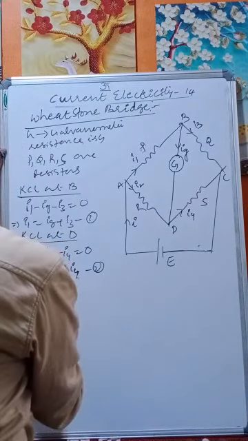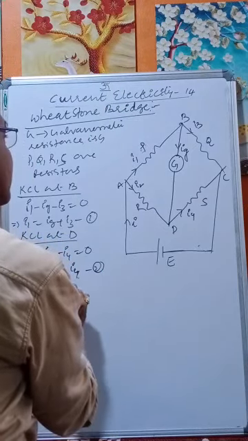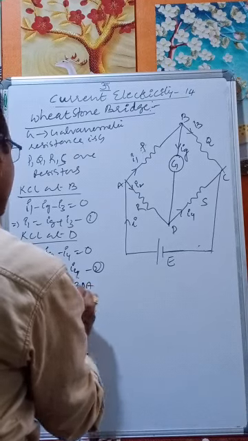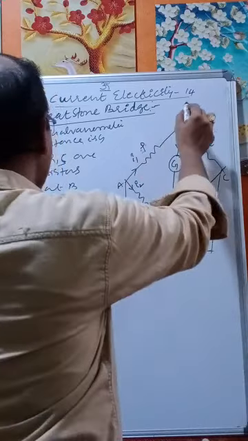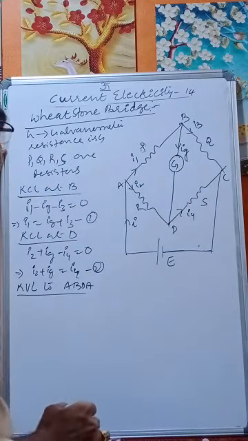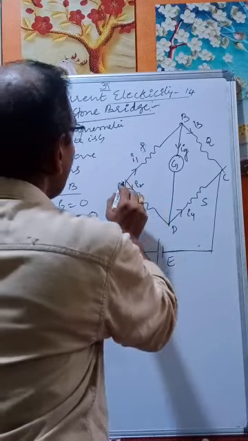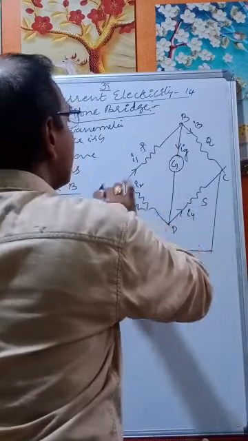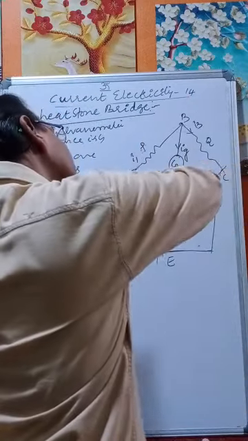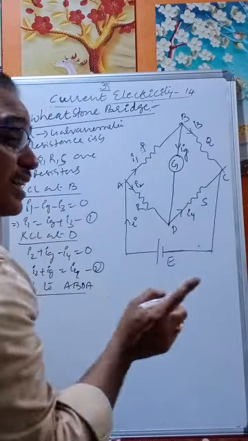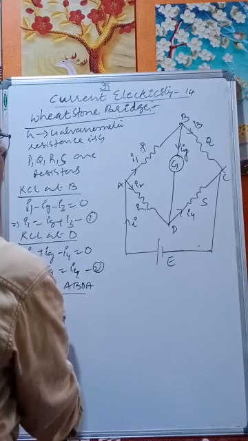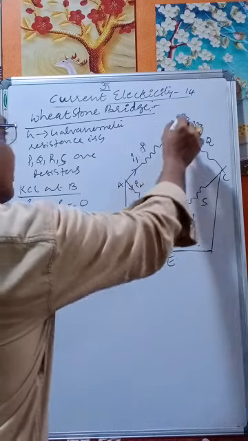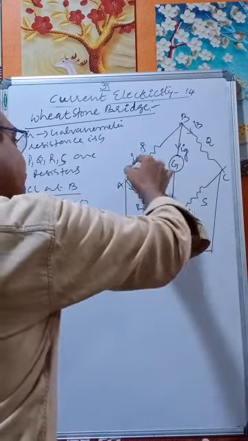Now apply KVL to the loop ABDA. Going from A to B, we are moving in the direction of current, and therefore the drop is negative. Minus of I1P. Minus of I1P. Again in the direction of current, ABDA.